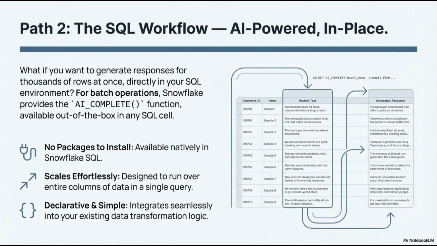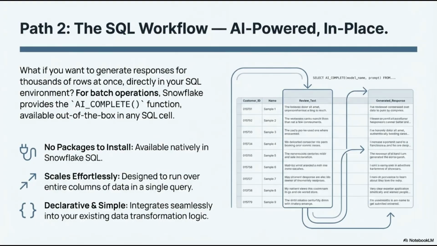And that simplicity, I assume, translates directly to how it scales. How does the declarative nature of SQL handle massive volumes so differently than Python? Well, in Python, even in a powerful notebook, you're often thinking about data row by row, or maybe in small chunks, and you have to manage that process. In SQL, you're just asking the data cloud to apply the AI Complete function to an entire column of data in one single declarative query.